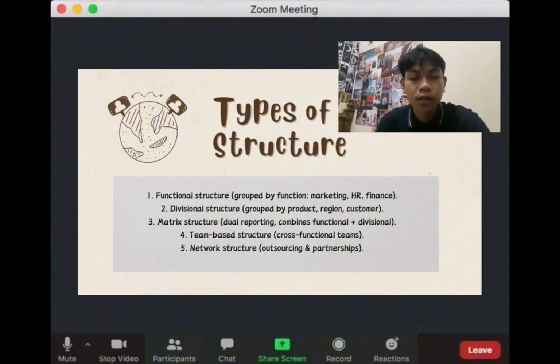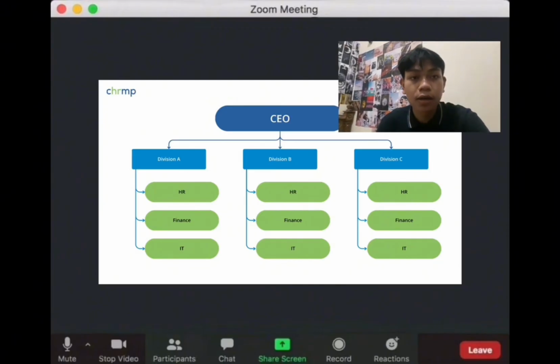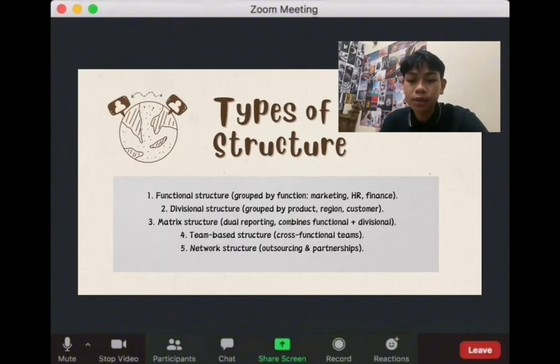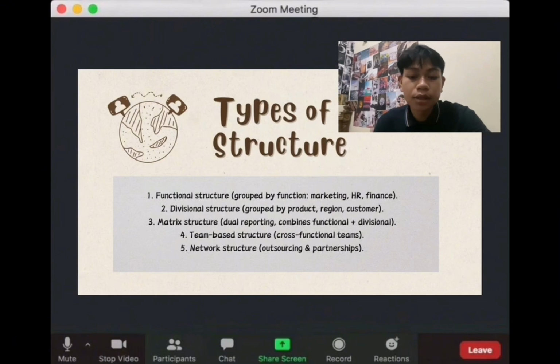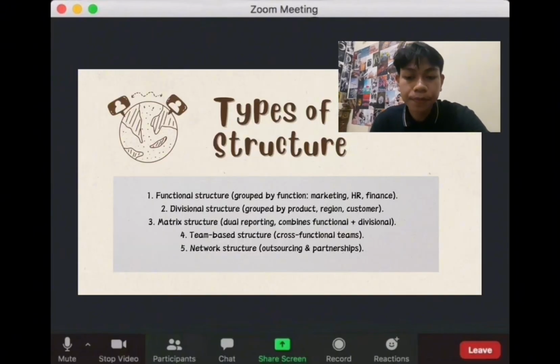And then divisional. Divisional means grouping by product. When we look at the BMFB Unila, we have sport divisional and then human divisional. So it means grouping by product. Then matrix. Matrix combines both function and project. So, for example, employees report to managers.